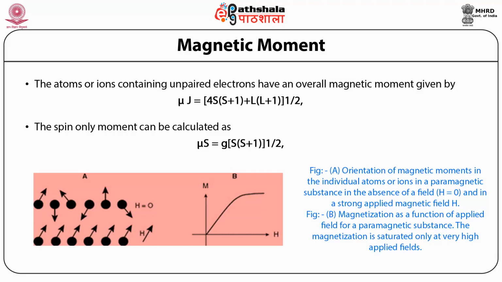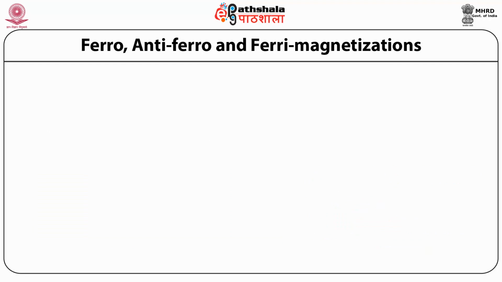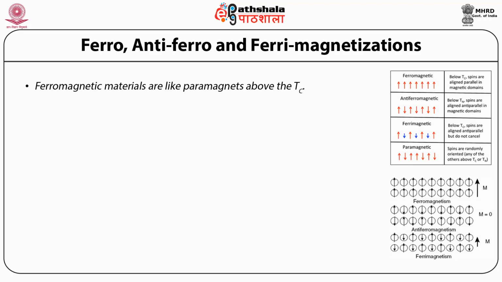Commonly, the origin of magnetic moment in the atoms of a material is the motion of electrons. In any material, the origin of magnetism lies in the orbital and spin motion of electrons and how the electrons are distributed in the orbitals and interact with one another. Let us talk about the ferro, anti-ferro, and ferrimagnetizations. Ferromagnetic materials are like paramagnets above Tc.